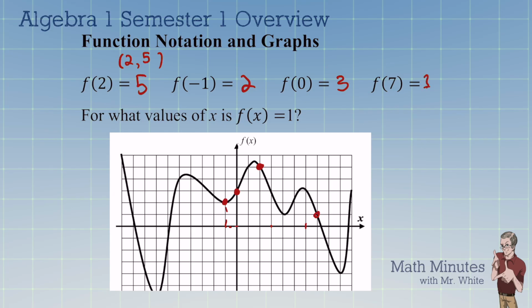Okay, for what values of x is f of x equal 1? See, now this is tricky, folks. This is where the y value is 1, and we're asking what x values satisfy that. Well, we have to go to y equals 1 and imagine drawing a horizontal line here. That's y equals 1.